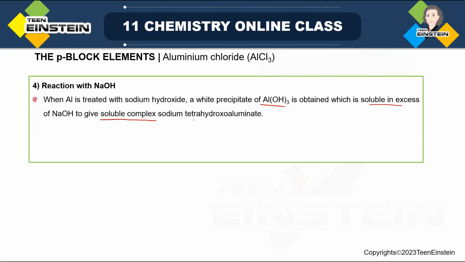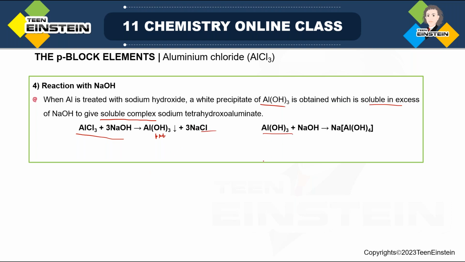And the name of this is sodium tetrahydroxoaluminate. Look at this reaction. When you take it in this ratio, 1:3, first there is formation of Al(OH)3, which is a white, gelatinous type of precipitate, along with formation of sodium chloride.